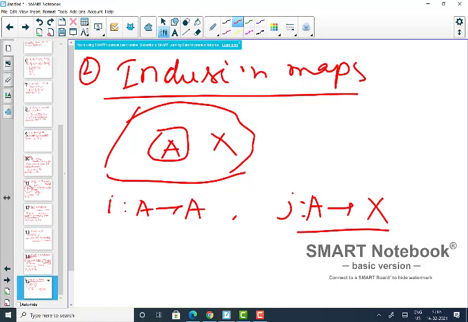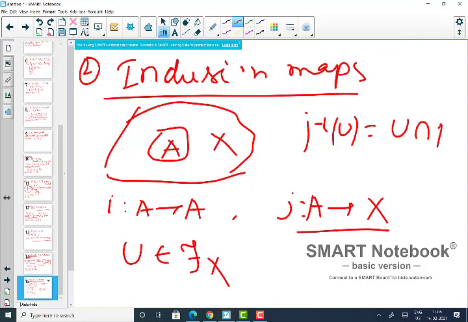Why is it a continuous map? Again, you choose open sets of X. And if you have open sets of X, that may not be an open set of A, right? So you intersect it with A. You choose an open set U inside the topology of X, and you check that under the map J, the inverse image of U is nothing but U intersection A. So J inverse of U is the small part intersected with A. And obviously U intersection A is open in the subspace topology because U is open in the full topology. So this is also an open set.